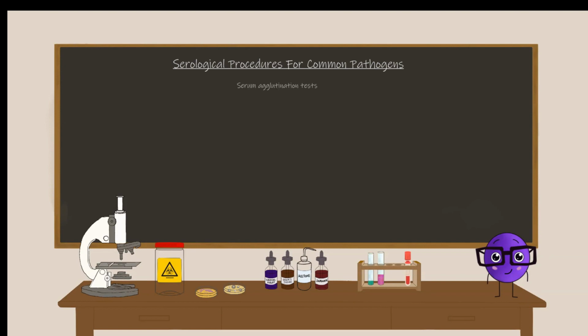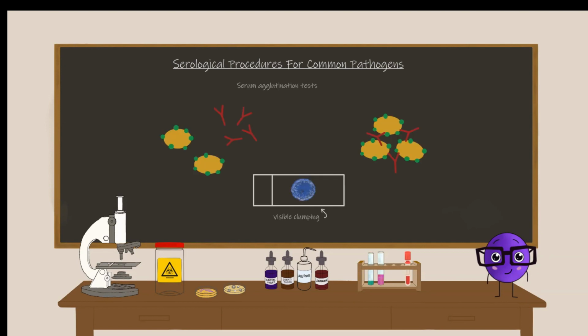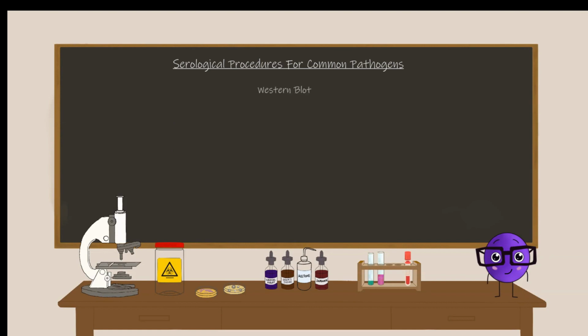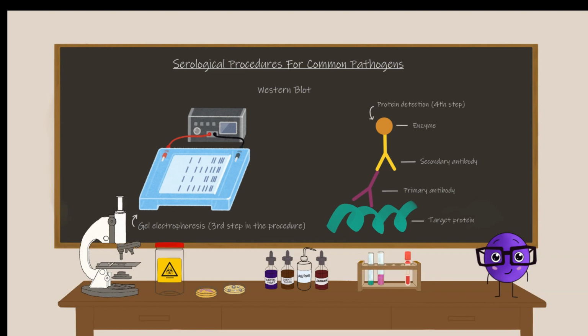Serum agglutination tests. This test detects antibodies by causing visible clumping, which is known as agglutination, when mixed with antigen-coated particles. It is often used to diagnose infections such as brucellosis. Western blot, a confirmatory test that detects specific antigens in a sample. It's commonly used after an initial positive ELISA result to confirm Lyme disease and HIV infections.